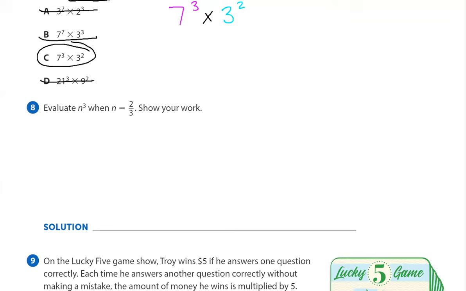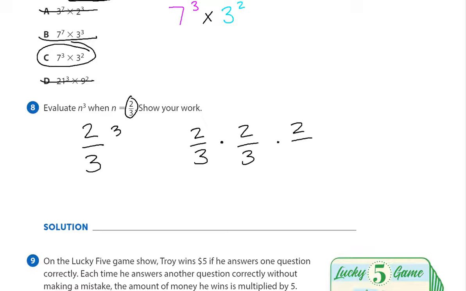Okay, evaluate n to the third when n is 2/3. So we've got n to the third here, but we already know what n is. It says n is 2/3. So I'm going to take out n and replace it with 2/3. So this is actually 2/3 times 2/3 times 2/3, to the third power. So we're going to multiply it 3 times.